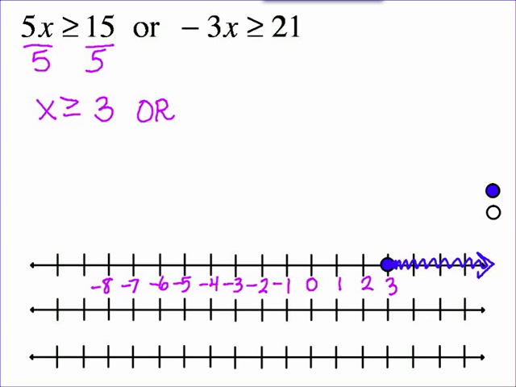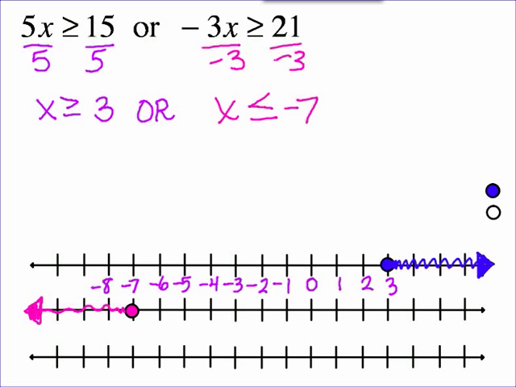Okay, let's solve the next one. What do you do on the next one? Divide by -3. So x is less than or equal to -7. Why did I flip the inequality, guys? Because it's a negative. Yep, you divided by a negative. So now I'm going to put a closed circle on -7. And which way am I going to shade? I'm going to shade to the left.